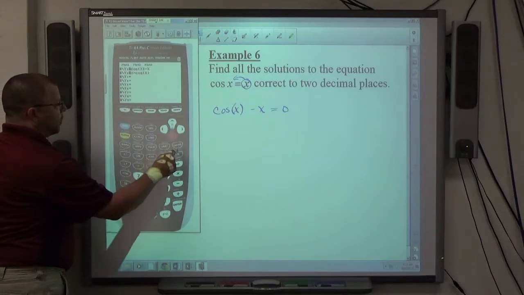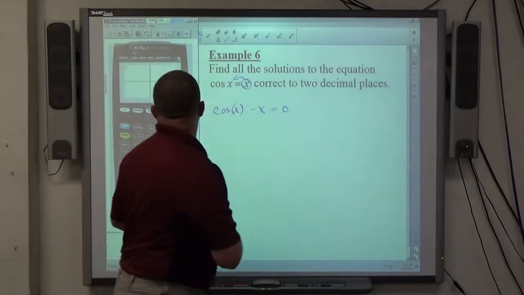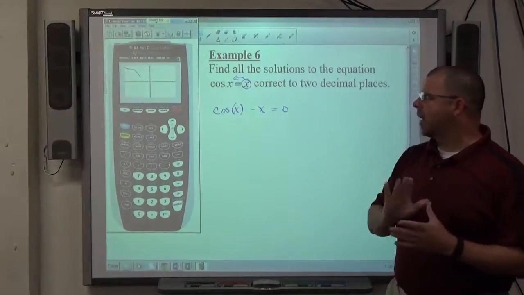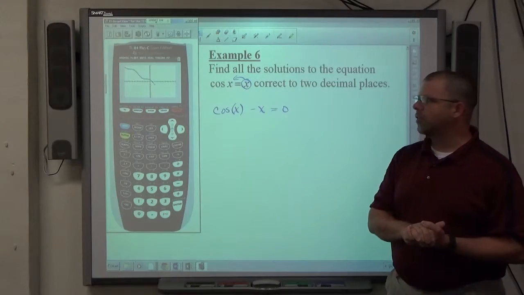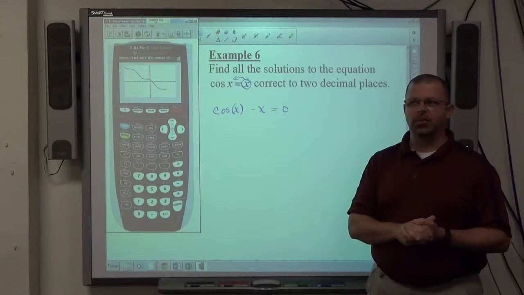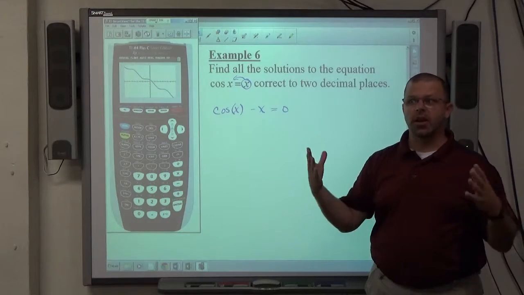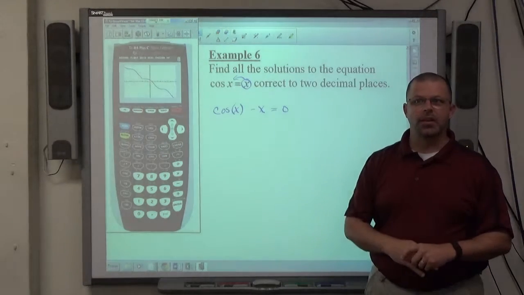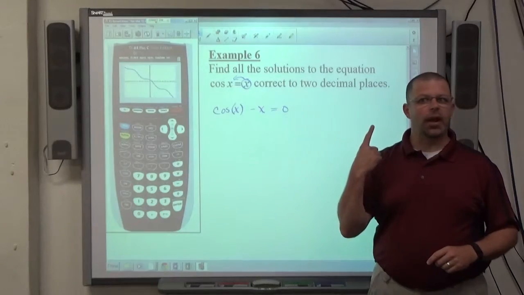All right, so there's what I'm saying. And again, all I care about here is where it crosses the x-axis. If I can see where it crosses the x-axis, I have a good enough idea so I can do a left bound, a right bound, and a guess. I'm good to go. In this case, there's only one answer.